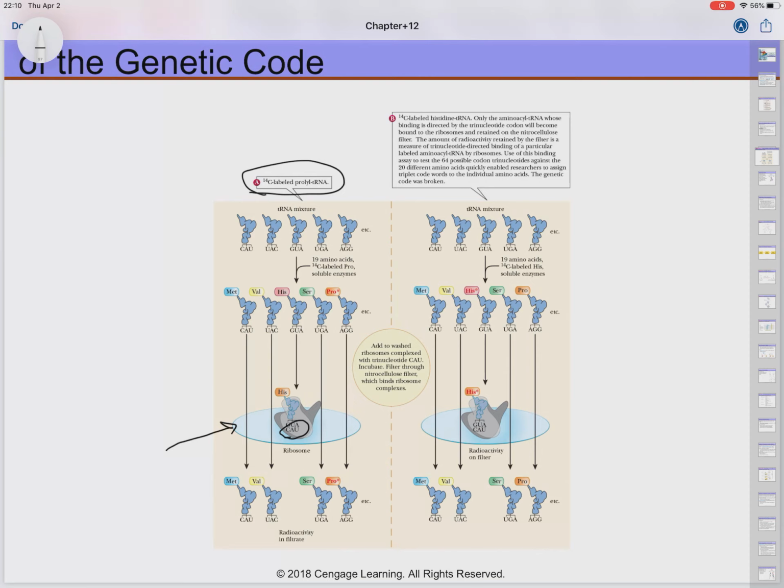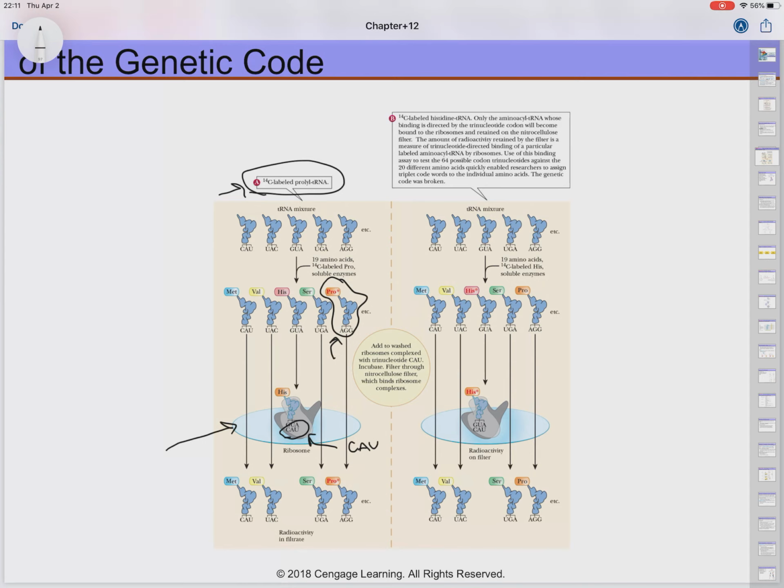And we want to see which tRNA is actually going to bind to the anticodon CAU. In this first example, they've tagged a proline. Well, proline has the anticodon AGG. Sorry, this is the anticodon here. This is the codon, CAU. So the artificial one is CAU. Whichever tRNA has the anticodon that matches that will pair here. And so they label the proline to see if proline possibly matches CAU.